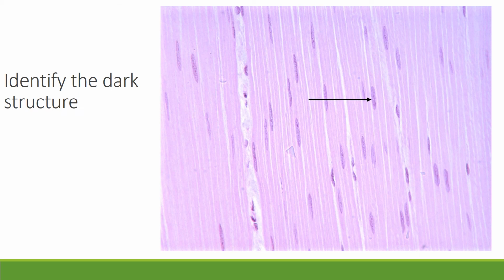Please identify this tissue. This is smooth muscle. There is no branching and there are no striations. Please identify the dark structure indicated. This is a nucleus and it is located in a smooth muscle fiber.